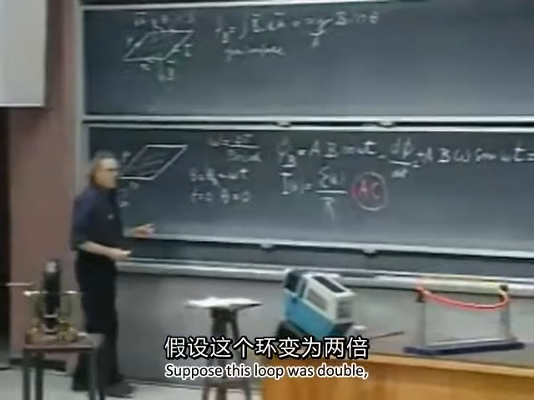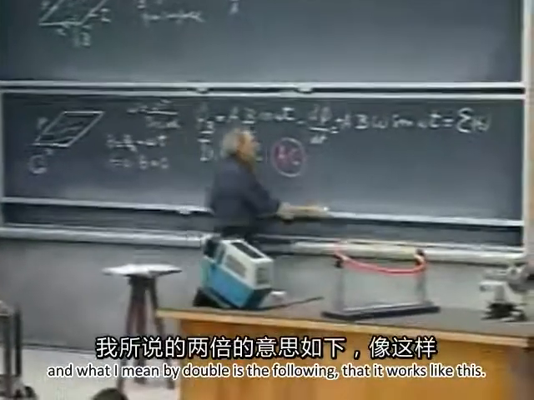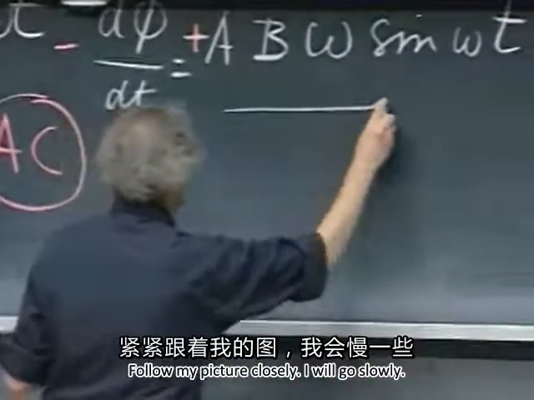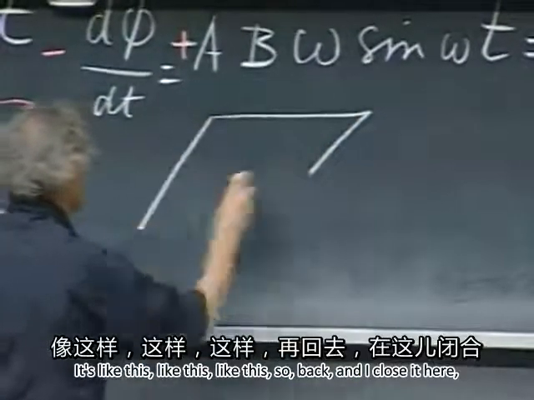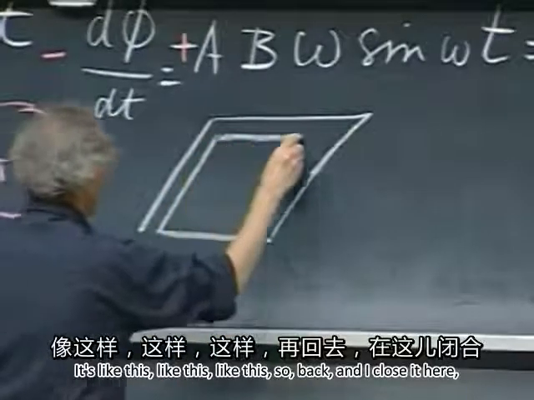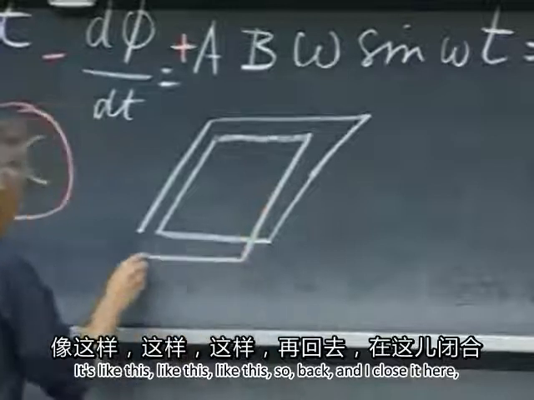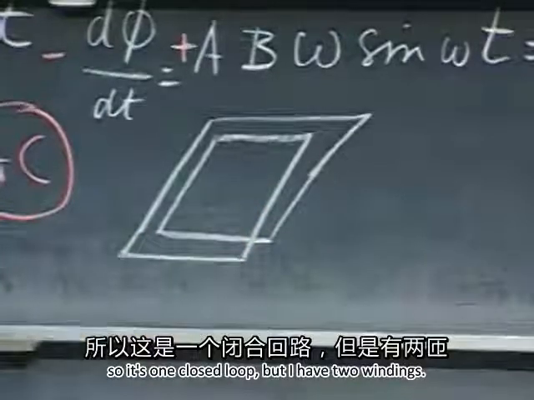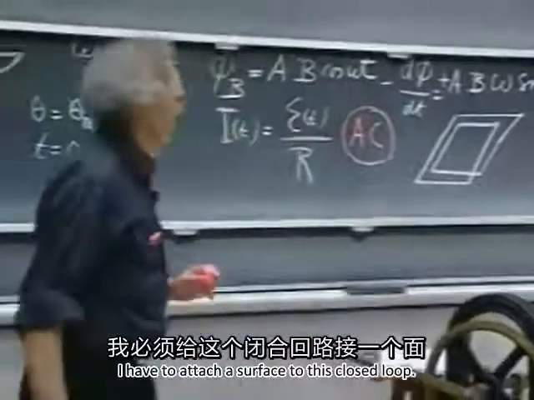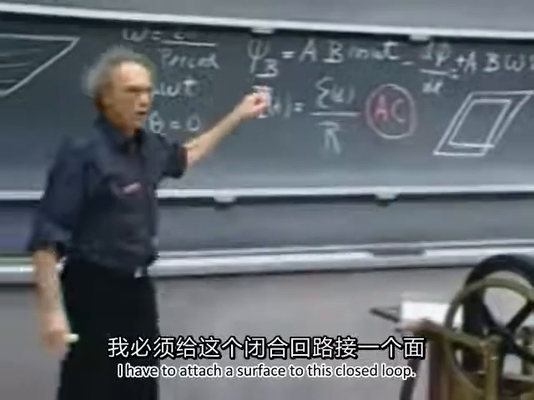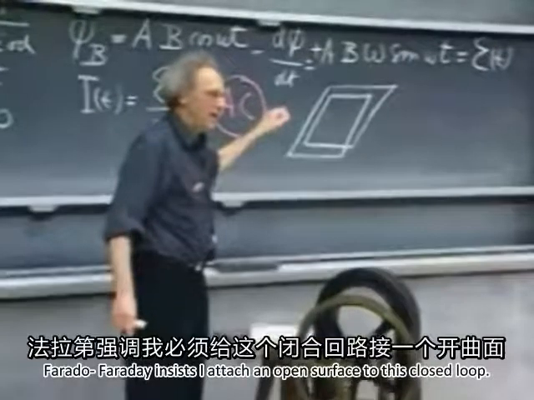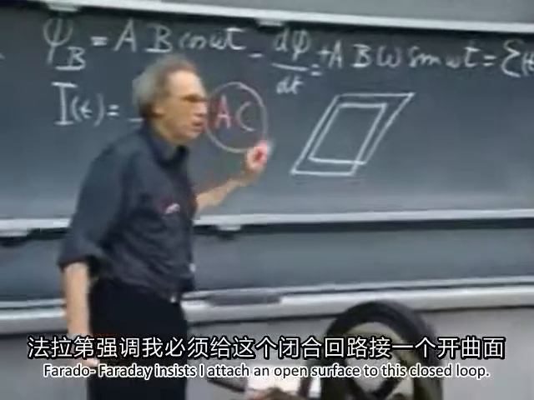Suppose this loop was double, and what I mean by double is the following, that it was like this. Follow my picture closely. I will go slowly. It's like this, like this, like this, so, back, and I close it here. So it's one closed loop, but I have two windings. I have to attach a surface to this closed loop. That's mandatory. Faraday insists I attach an open surface to this closed loop.